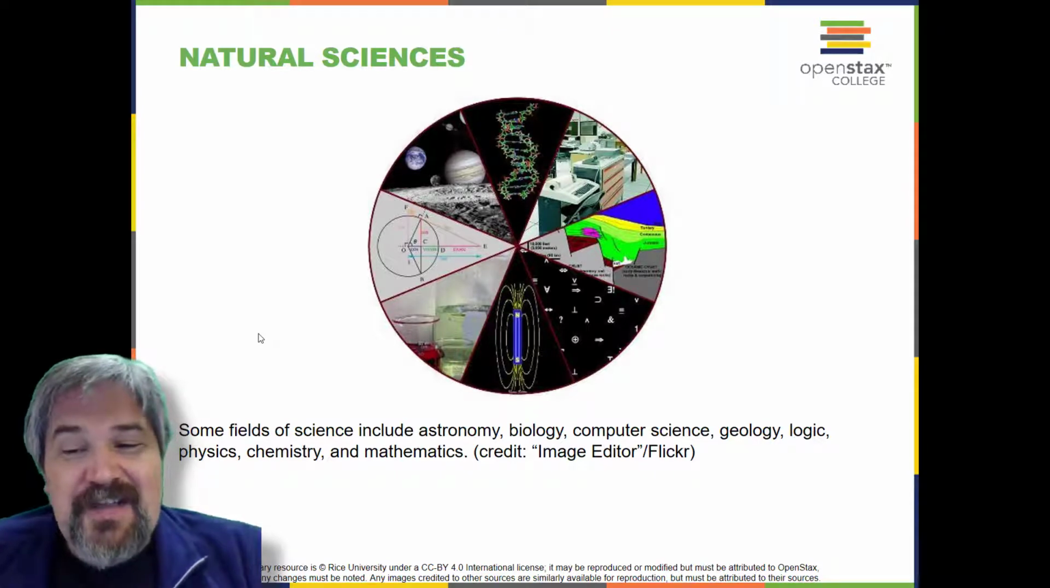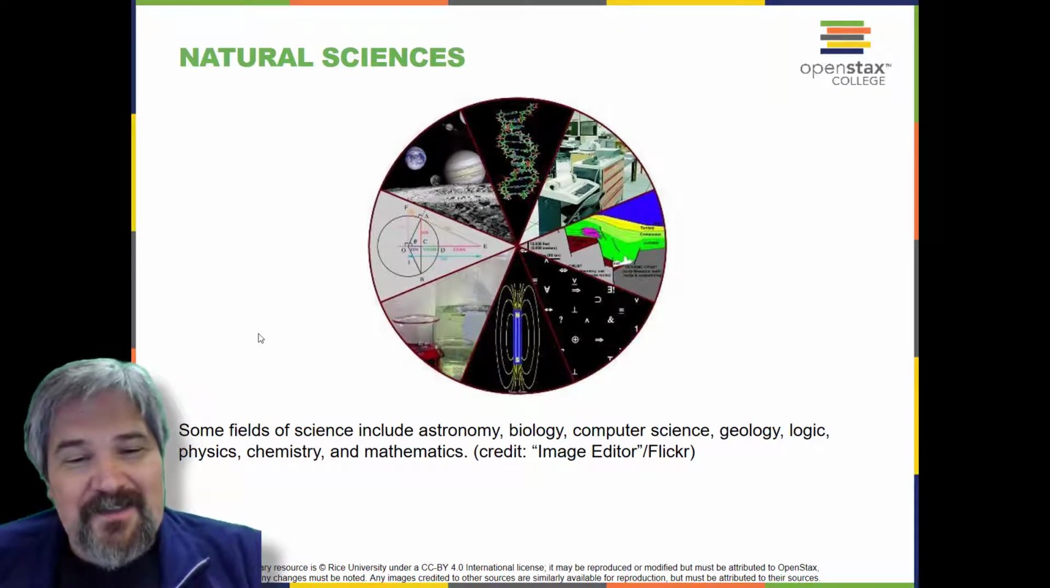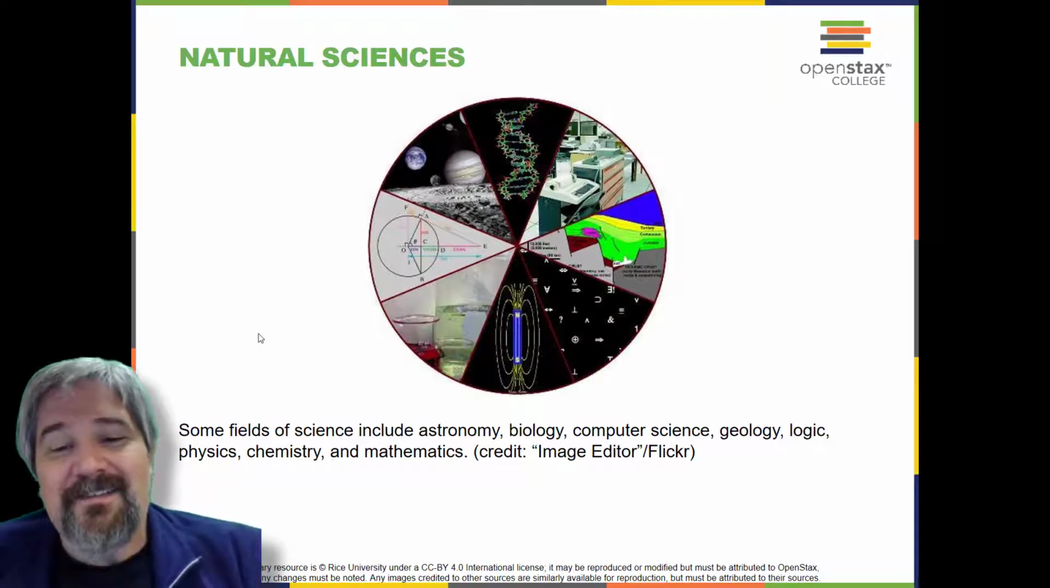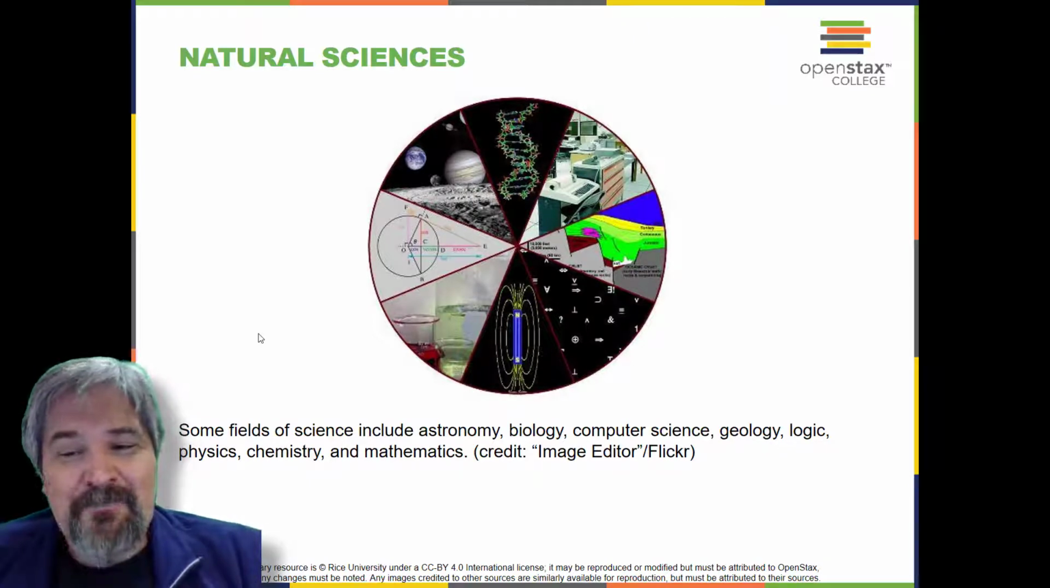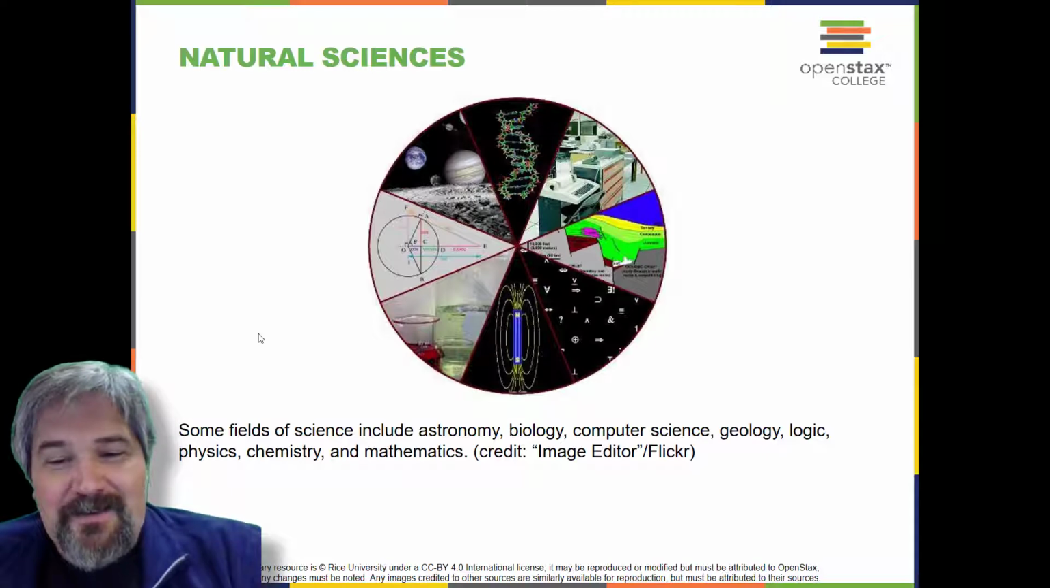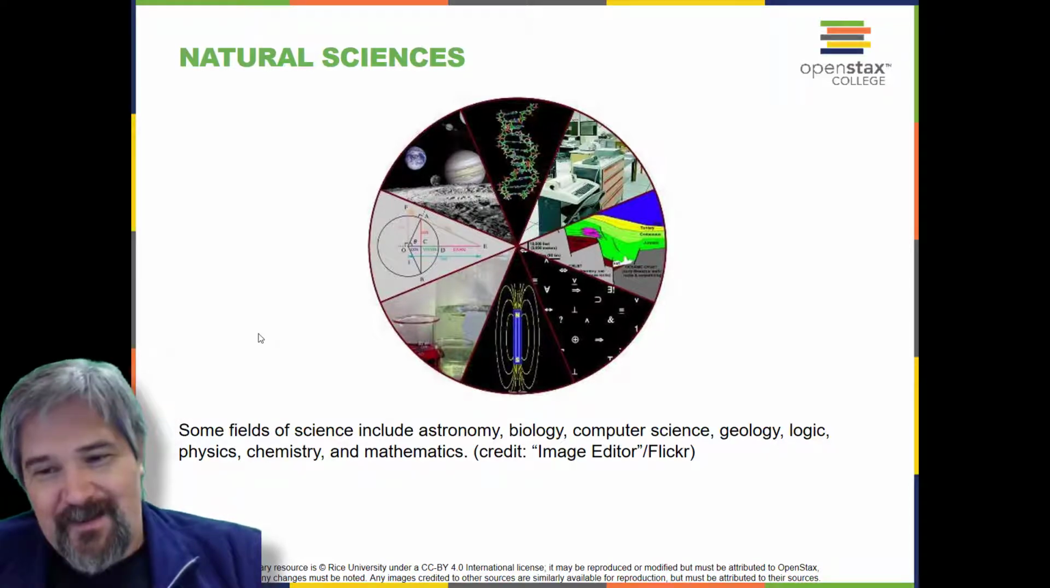Science includes such diverse fields as astronomy, biology, computer science, geology, logic, physics, chemistry, and mathematics. However, those fields of science related to the physical world and its phenomena and processes are considered natural sciences.